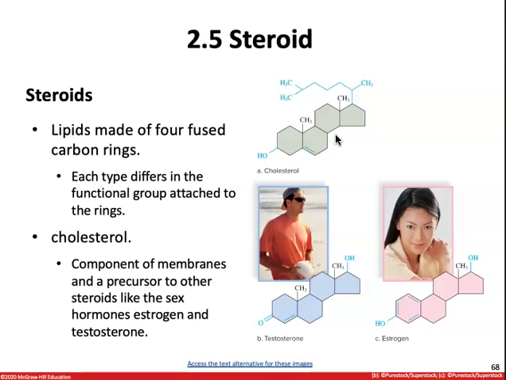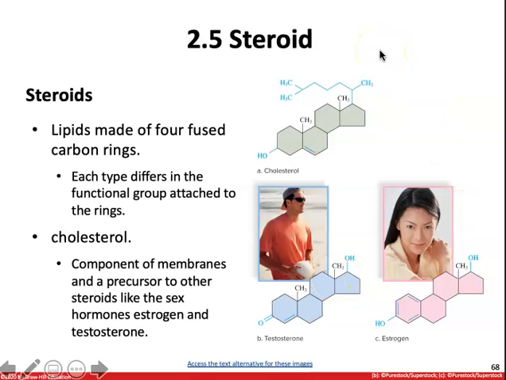There are a lot of different steroids, for example, testosterone and estrogen. Testosterone and estrogen are sex hormones. They differ only in the functional groups that are attached to the same carbon skeleton. If you look at this, we have testosterone, cholesterol, and estrogen, all of which look very similar. The only difference is the number of double bonds found on these first two rings and some of the functional groups that are attached to the outside.